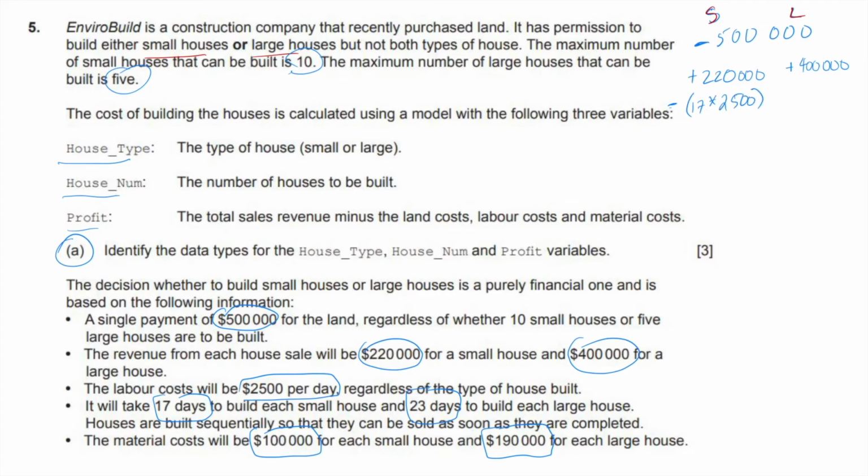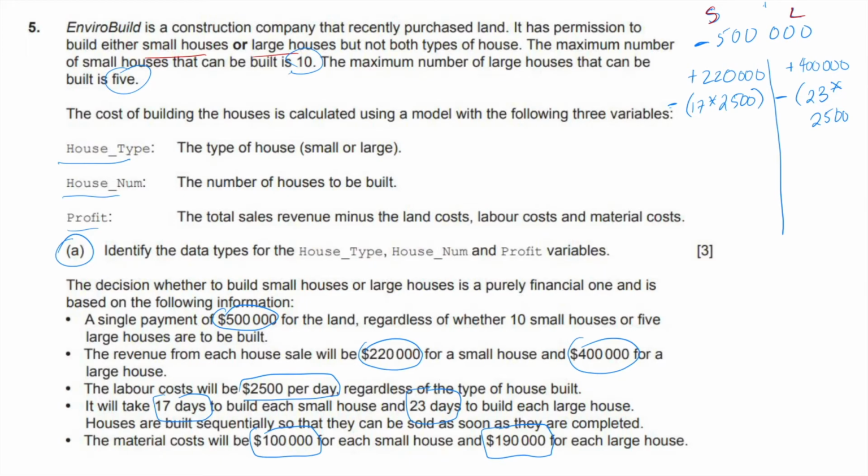And then for a large house, that's going to be minus 23 times how much it cost for each day? Yeah, times 2,500. That's going in that column. And this is kind of our expenses for each type of house right here.